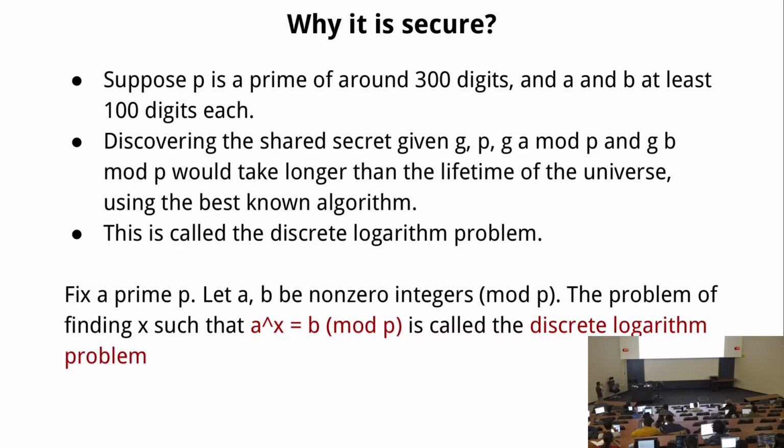And discovering the shared secret, just using those publicly known numbers, you have to do brute force, and it will take longer than the lifetime of the universe, technically, using the known algorithms. This is because mathematically, this is a discrete logarithm problem, which is very difficult to solve. We don't have a polynomial time algorithm at this moment.